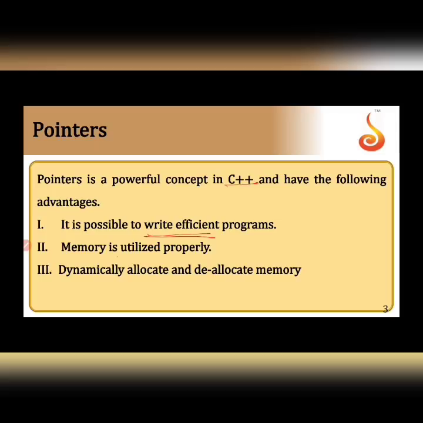Memory is utilized properly because you can allocate and deallocate memory during runtime using pointers, dynamically. Allocating is fine, but when you're not using it, you can deallocate so that memory can be utilized by some other element. So it is efficient memory utilization. When you have proper memory utilization, you will not be wasting it, and you will be directly accessing the address. Your programs will be more efficient and faster. Please have a look at it.